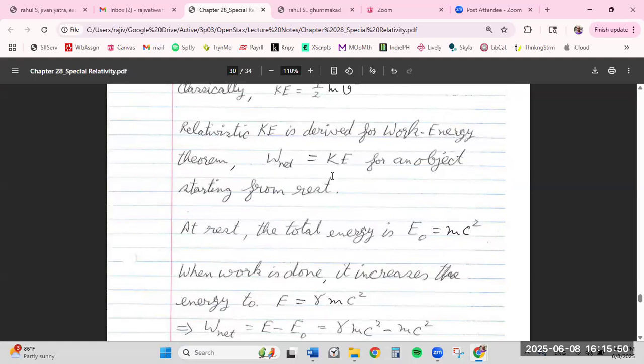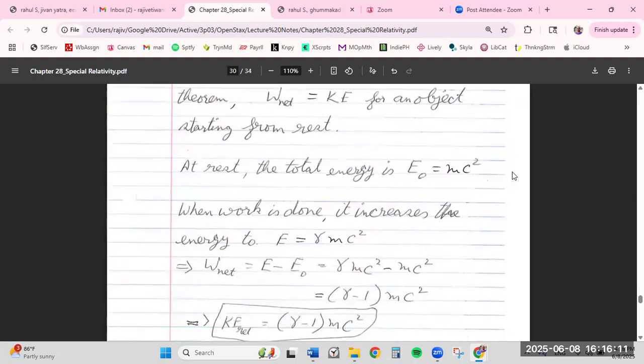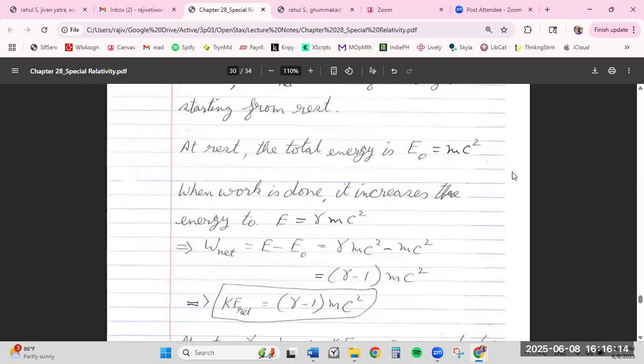So net work done is equal to kinetic energy for an object that's starting from rest. So the object is at rest, you do a certain amount of work on it, say 10 joules, then at the end of it, that object will not be at rest anymore, it will be moving with a kinetic energy of 10 joules. So at rest, we defined the total energy to be the rest energy, which is mc squared.